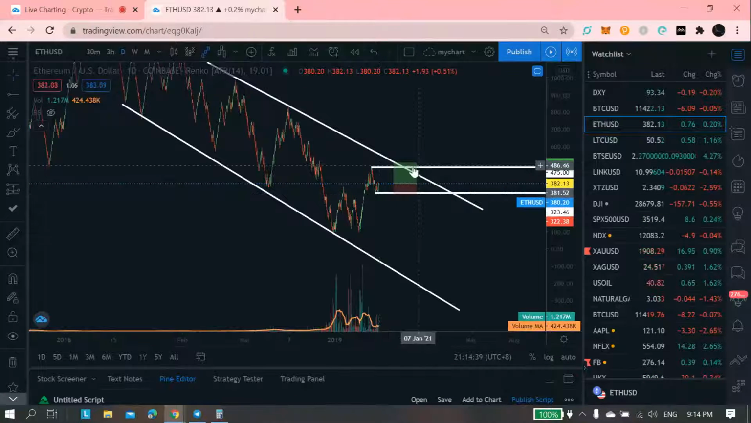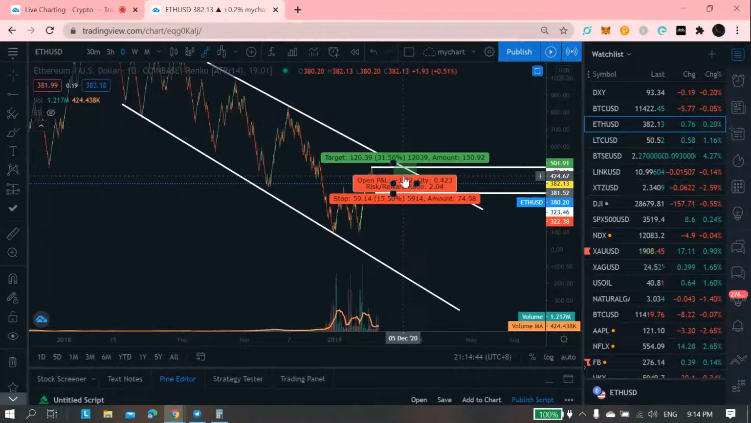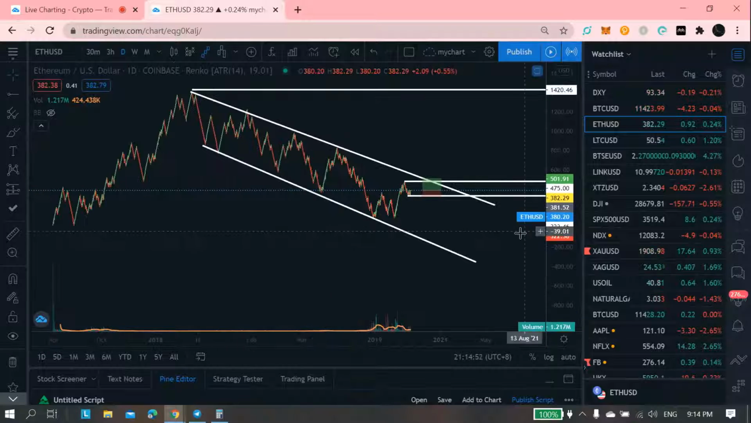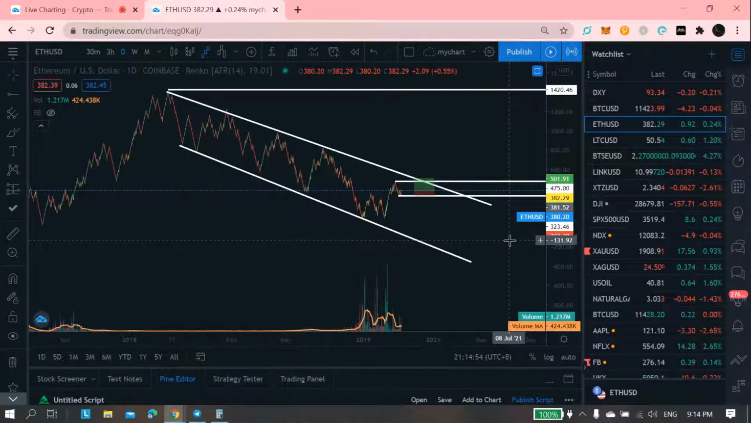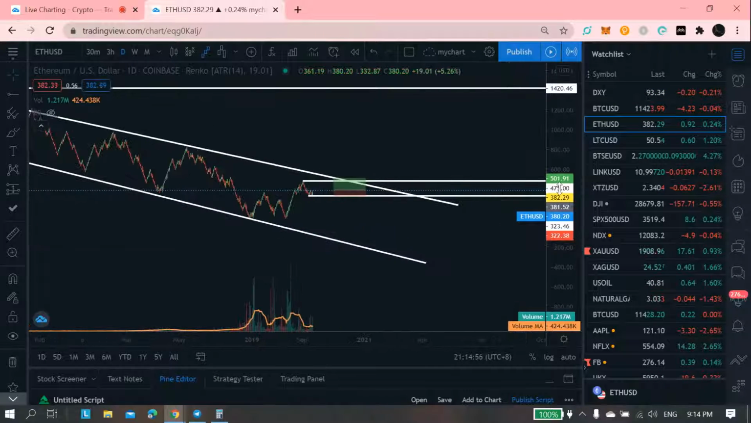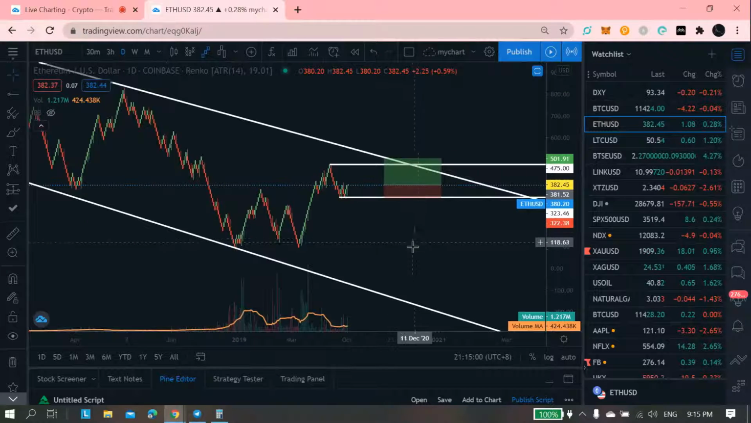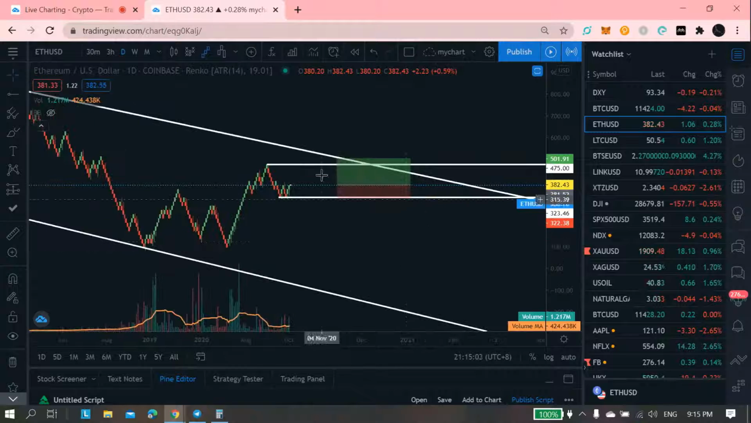So yeah, I think it's still rewarding if, of course, it hits the target area of the 500 mark. Let's see how it goes for Ethereum. Currently in Ethereum, I'm actually also in a long position, but I entered at a lower price here.